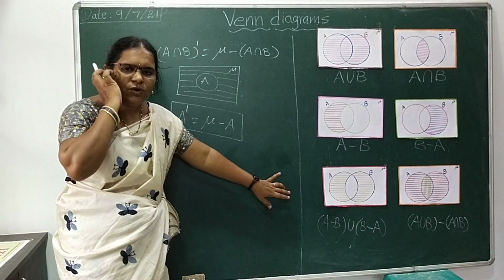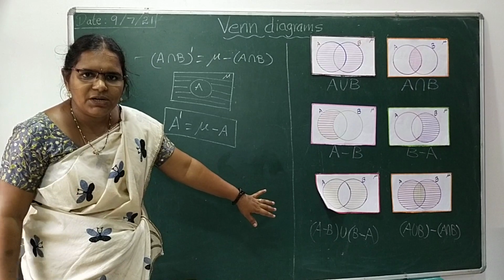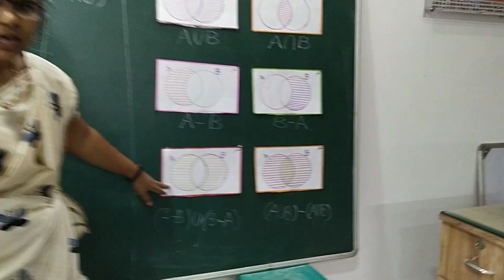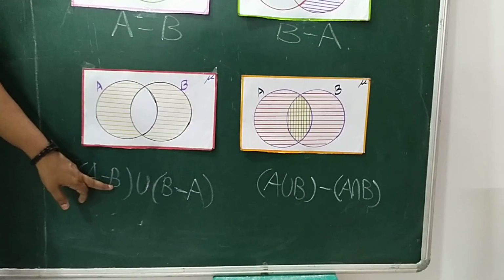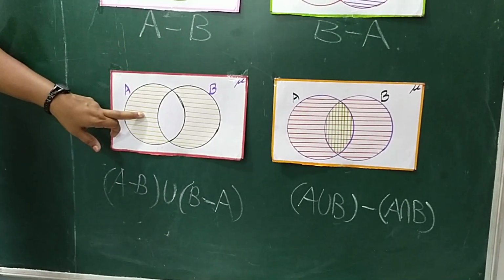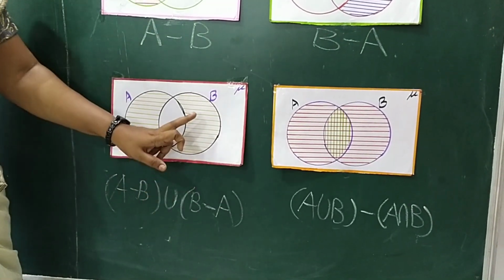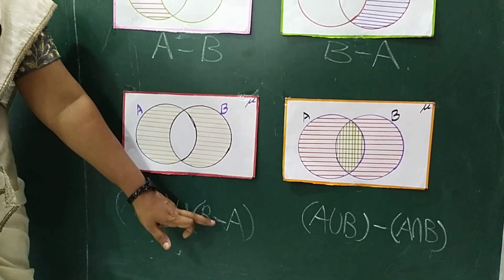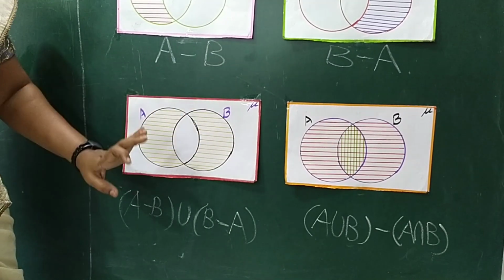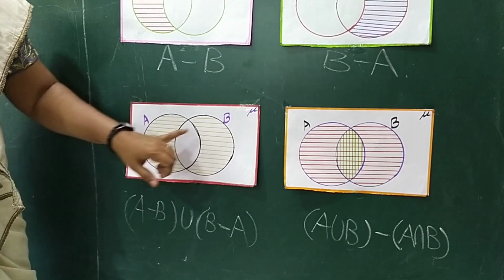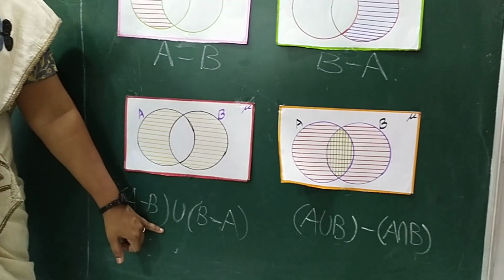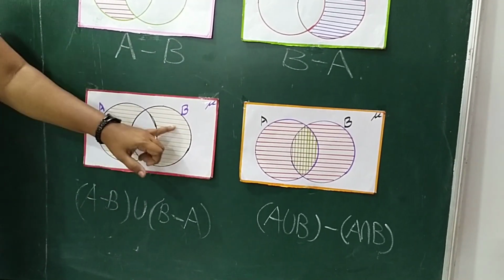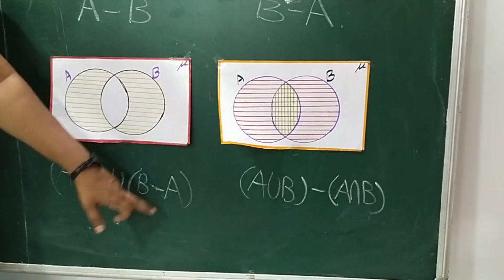From the Venn diagram we can prove one statement also. That is this one. See once here. A minus B means this first part. B minus A means the second part. They have given union, meaning A minus B union B minus A. Together, the union means this whole shaded portion represents this statement.